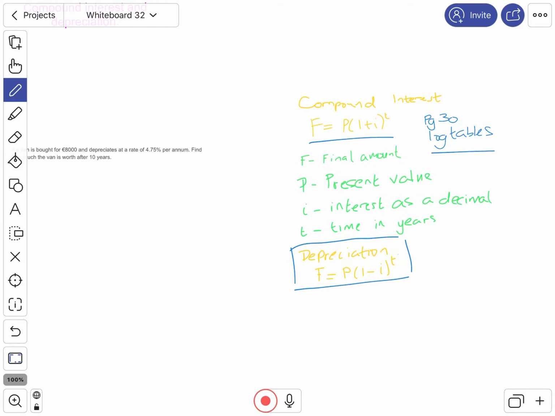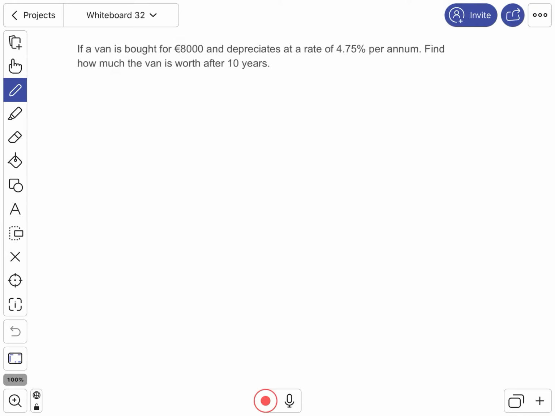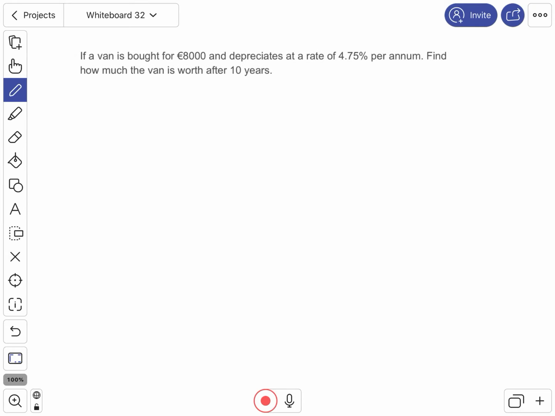So the same rules apply for this one. We're just going to pick out the 3 different bits of information, and then we're going to fill in our formula and solve to find the other bit of information that we've been asked to find. So if we look at this question here, it says if a van is bought for €8,000 at a rate of 4.75% per annum, and that just means per year, find how much the van is worth after 10 years.